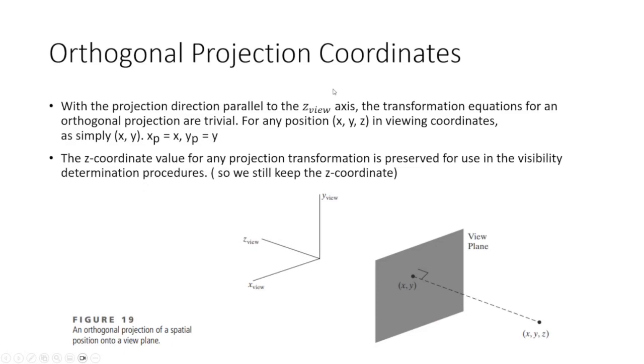So, orthogonal projection coordinates with the projection direction parallel to the z view axis. The transformation equations for an orthogonal projection are trivial. For any position (x, y) in viewing coordinates, xp equals x and yp equals y. The z coordinate value is preserved for use in visibility determination procedures. So we still keep the z coordinate. We will not discard it.